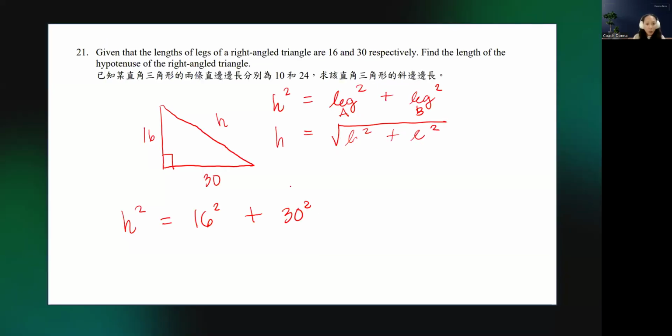So if we have 16 squared, it's just 16 times 16, so that's 256. Now you have 30 times 30. 3 times 3 is 9, and copy the 2 zeros that will be multiplying. So you have h squared equals 256 plus 900, you'd get an answer of 1,156. So that's the hypotenuse squared. So for questions like this, okay.